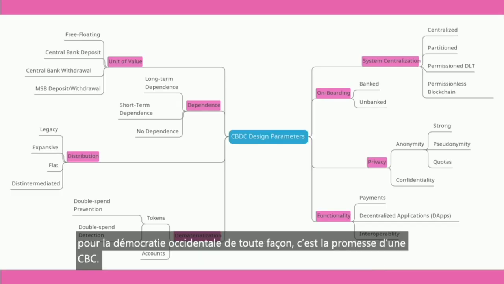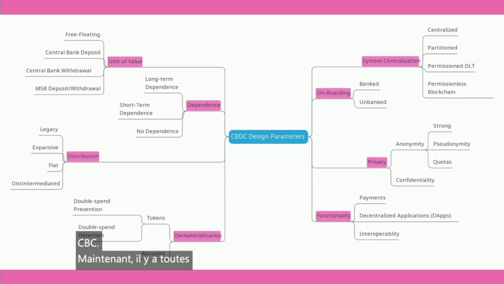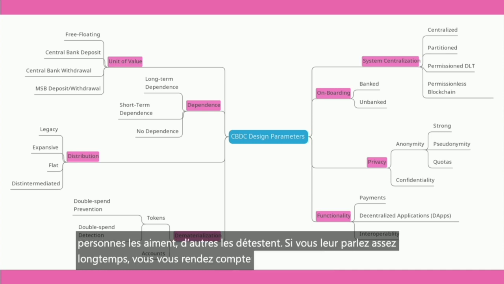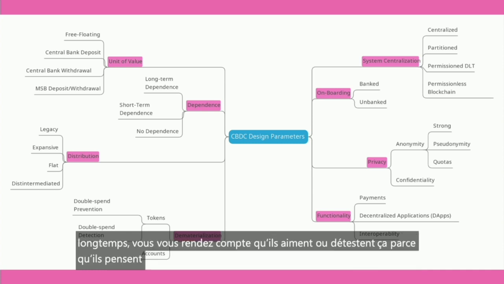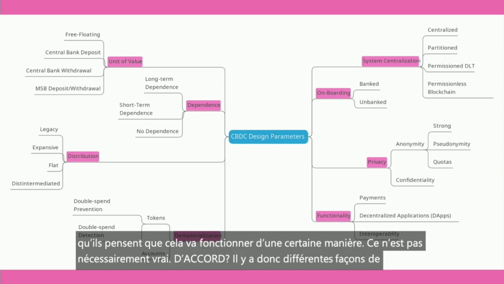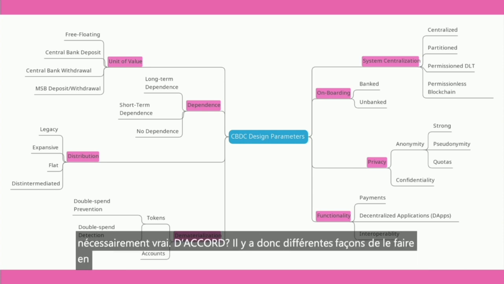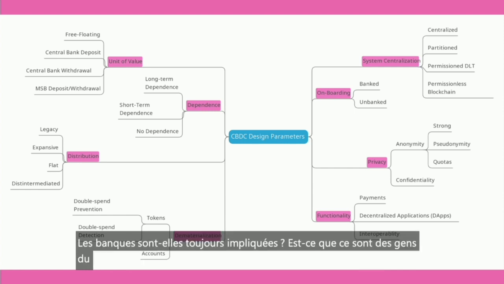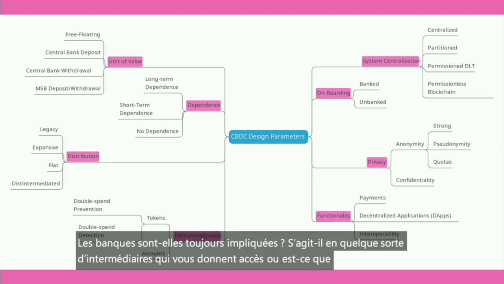Now, there's all sorts of different CBDCs. So some people like them, some people hate them. If you talk to them long enough, you realize that they like or hate it because they think it's going to work a certain way that's not necessarily true. Okay, so there's different ways you can do it in terms of how does it derive its value? Are the banks still involved? Are they sort of middle people that are giving you access, or is it direct access through the central bank?